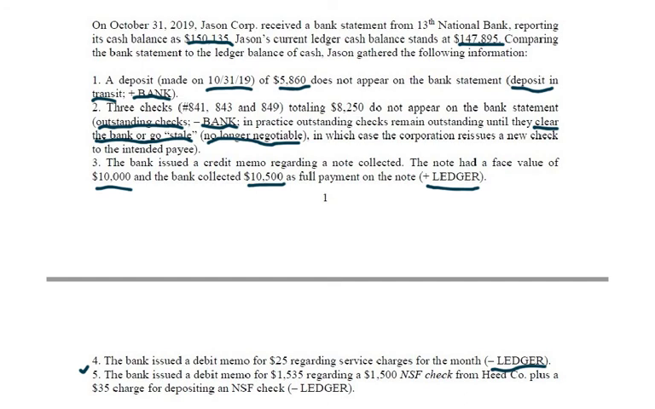And then number five is one of my favorites to talk about in this section of the handout. A bank issued a debit memo for $1,535 regarding a $1,500 NSF check from He Company, and you got charged $35 for depositing that check. And same impact as number four will be subtraction from the ledger.